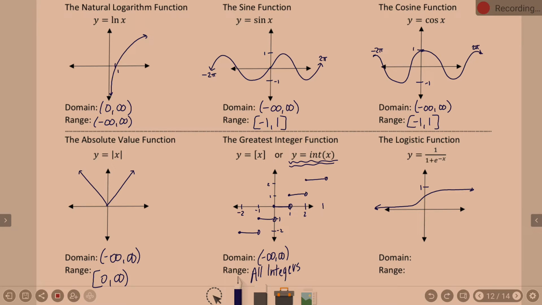I'm not 100% crazy about that graph, but I don't know if that's a whole lot better, but okay.